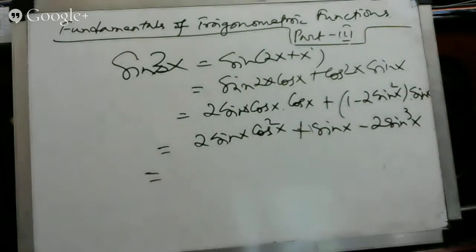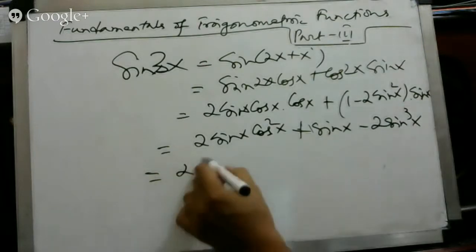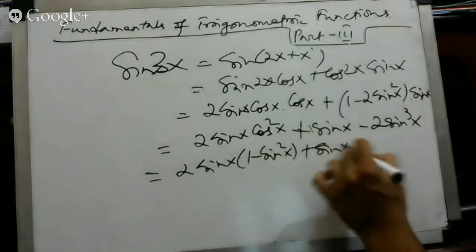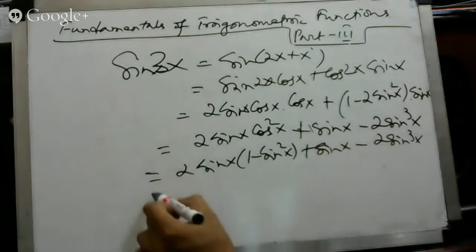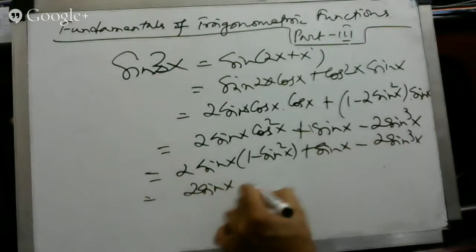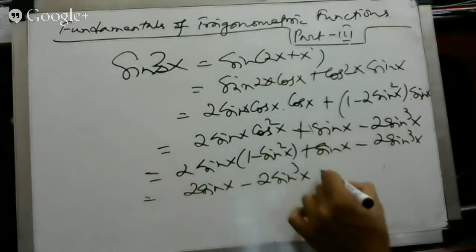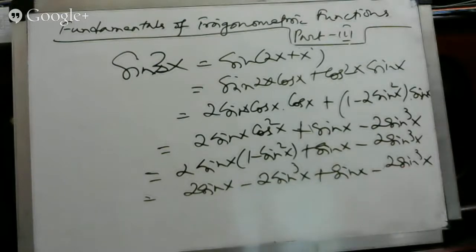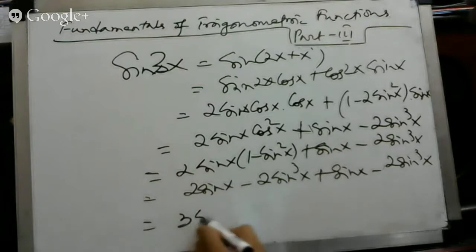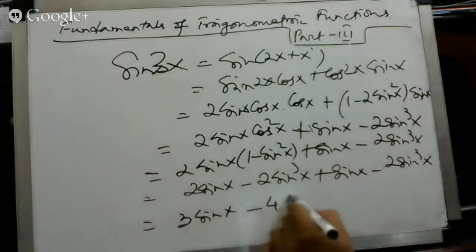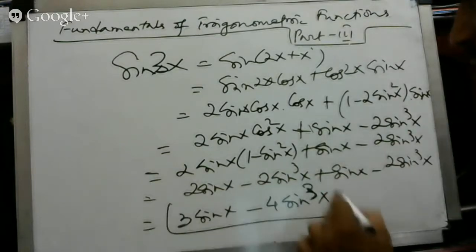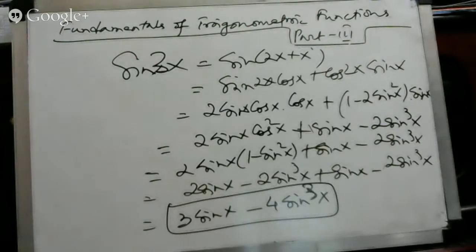And if we open this further, 1 minus sin square x plus sin x minus 2 sin cube x. So this becomes 2 sin x minus 2 sin cube x plus sin x minus 2 sin cube x. So it becomes 3 sin x minus 4 sin cube x. So this is sine of 3x.